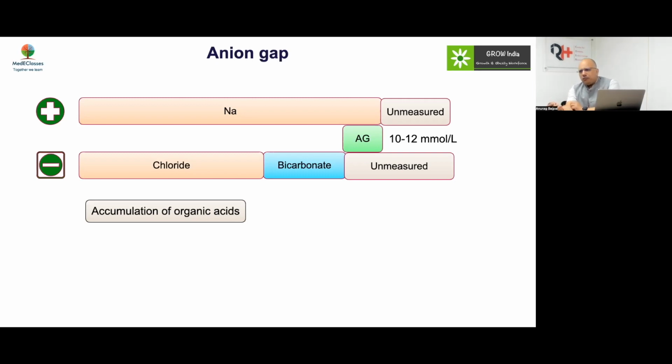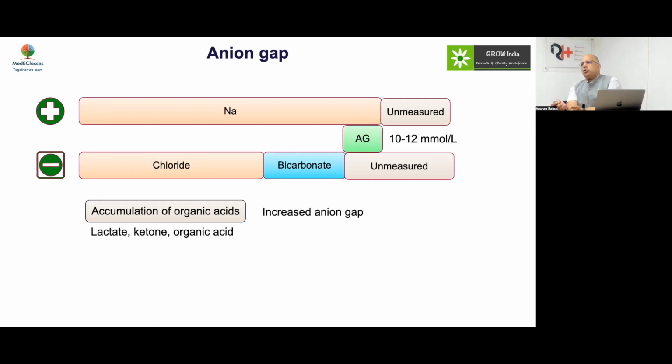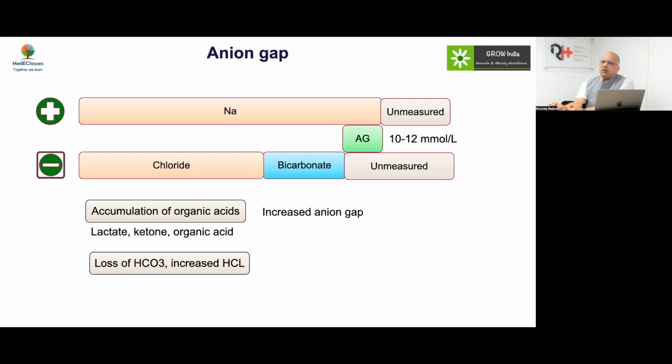If you have accumulation of organic acids like ketones, like lactic acid, you will clearly have an elevated or increased anion gap. That is very, very common in those metabolic scenarios. However, if the cause of acidosis is predominantly either a bicarbonate loss or a proton gain, you will have a normal anion gap metabolic acidosis.